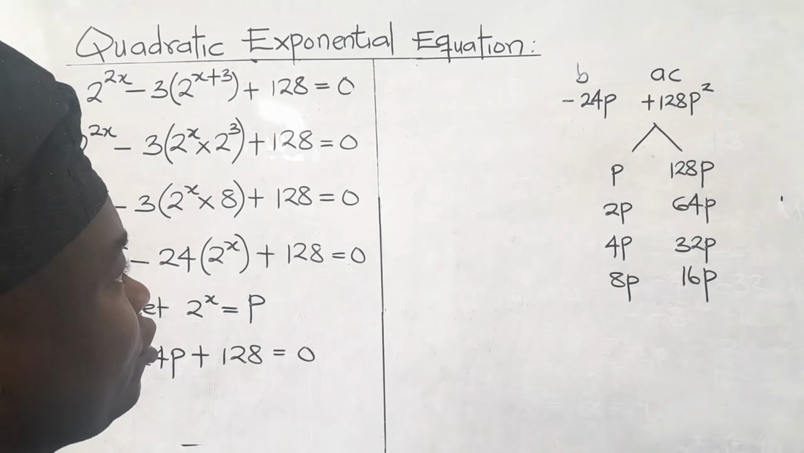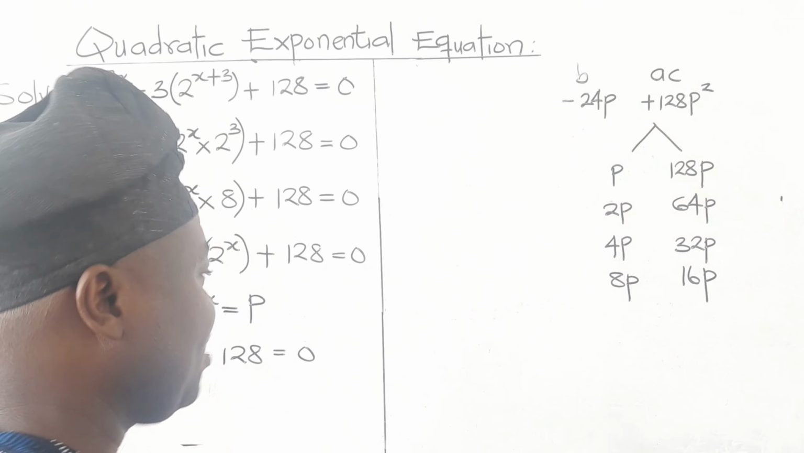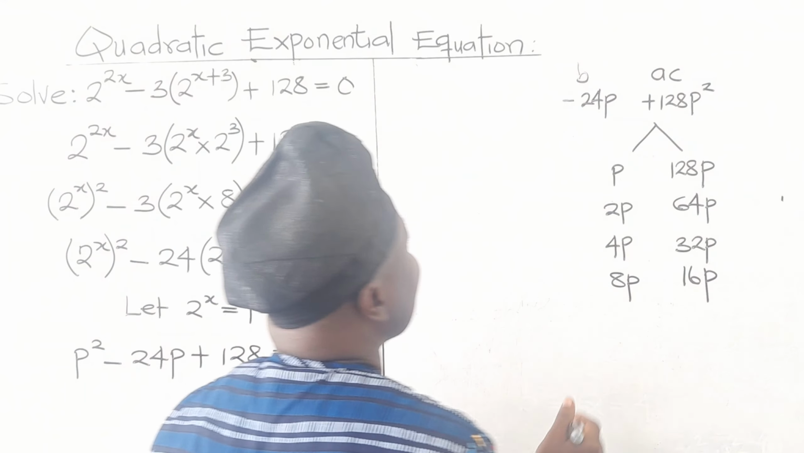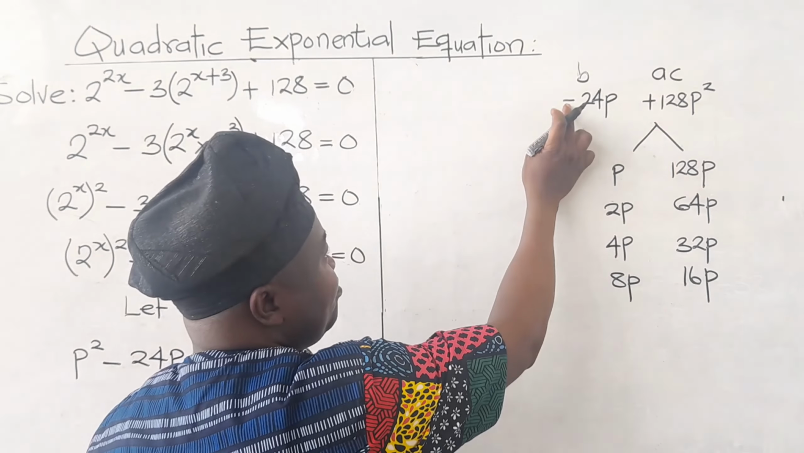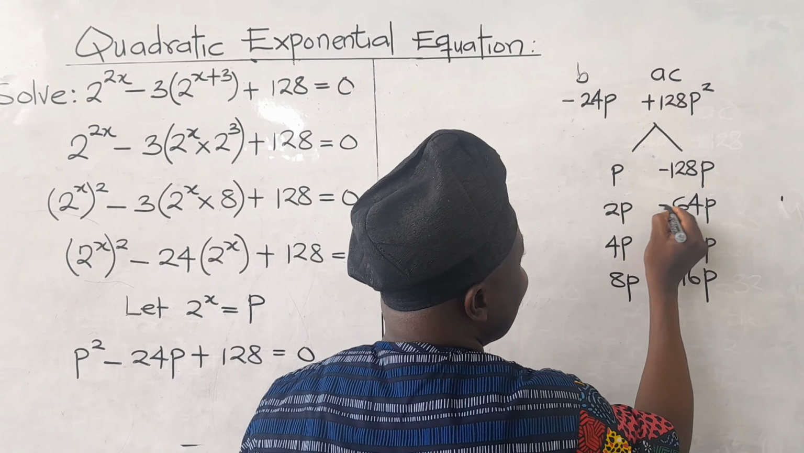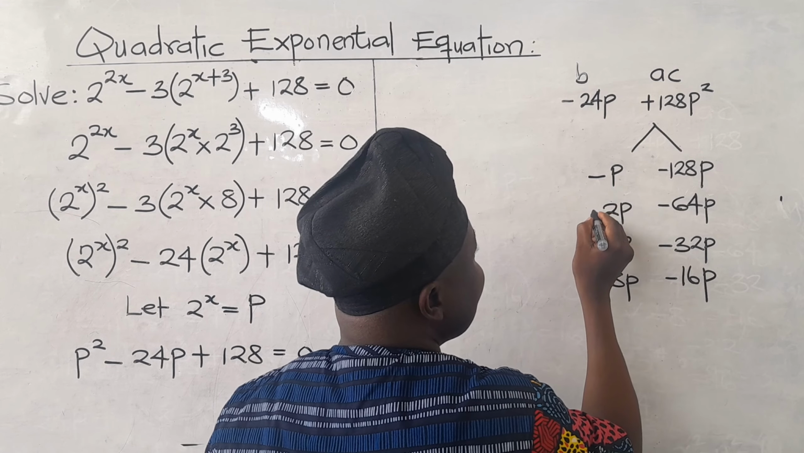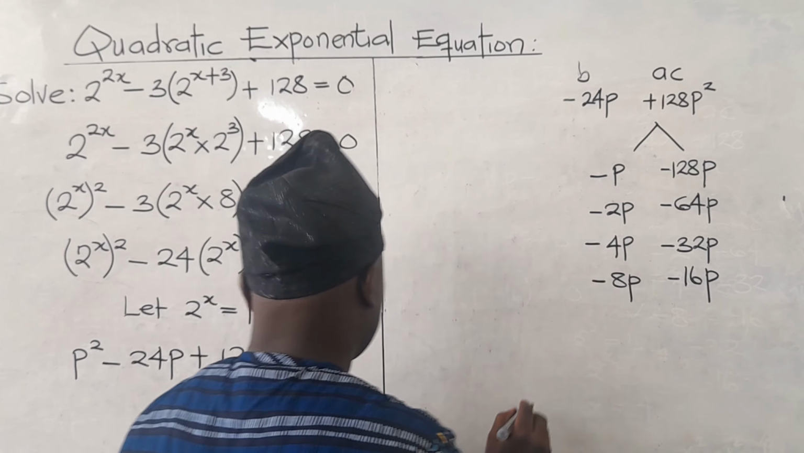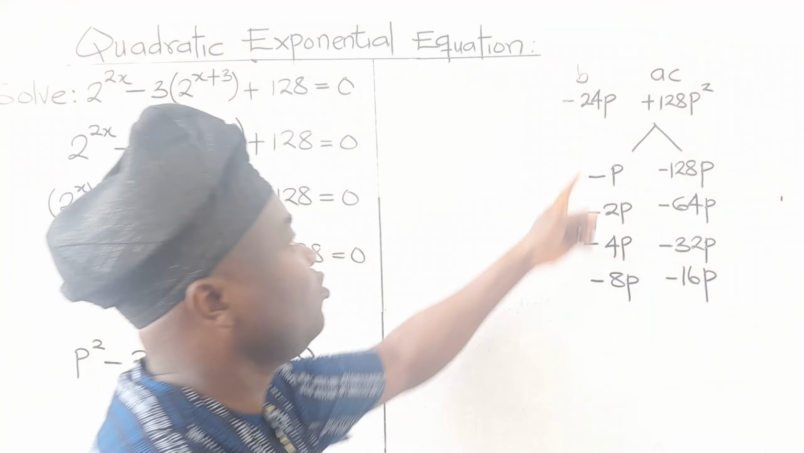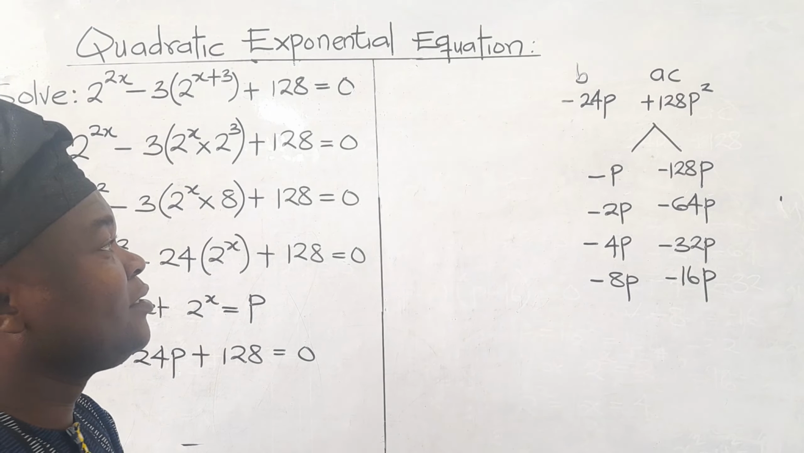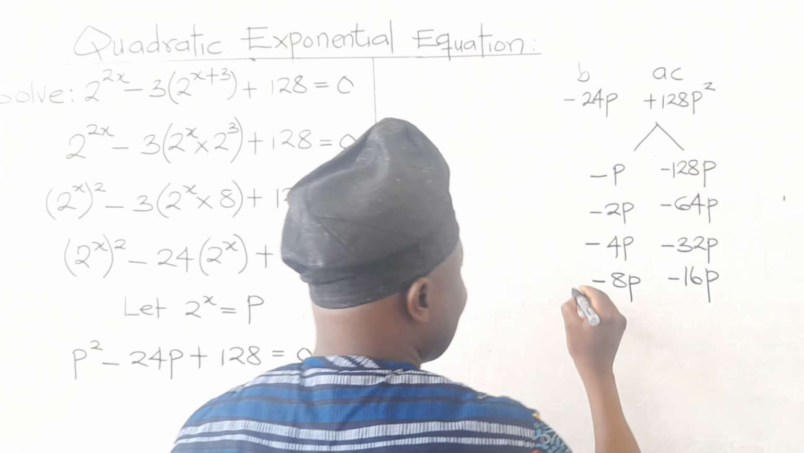We can just continue, but we'll stop here. So I think this is where it stops. B is negative, so the bigger part will be with the negative. Negative times positive is negative. So we all have this. Which of these will add up to give you minus 24p, and will multiply to give you plus 128p squared? That is definitely this.